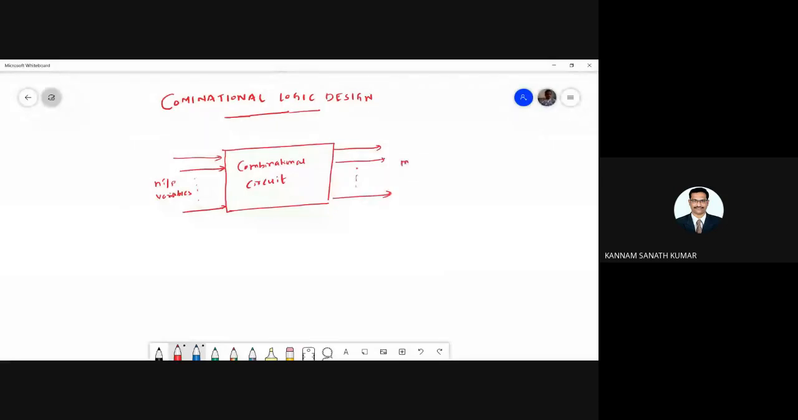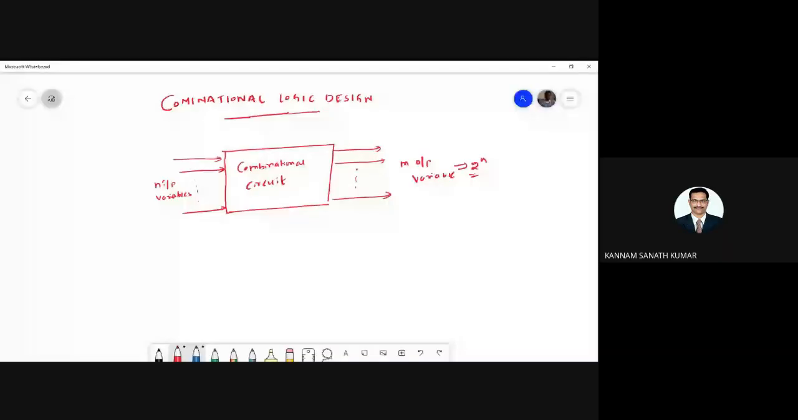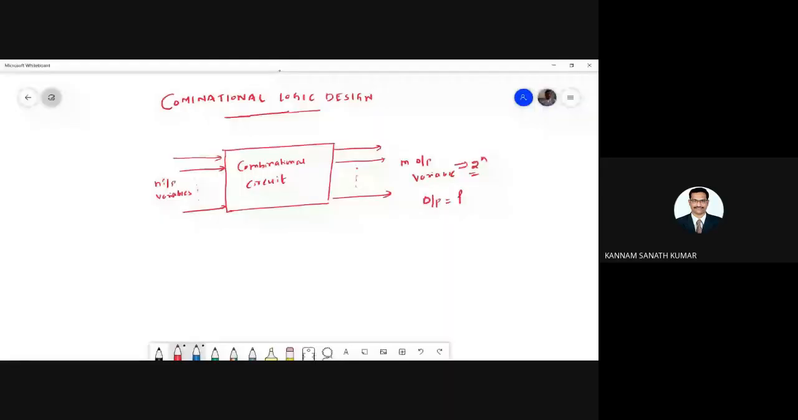The n input variables give you 2 power n combinations. So that means the outputs are depending on the present inputs. We call that a combinational circuit. So the output is a function of the present input, and that circuit we call a combinational circuit.